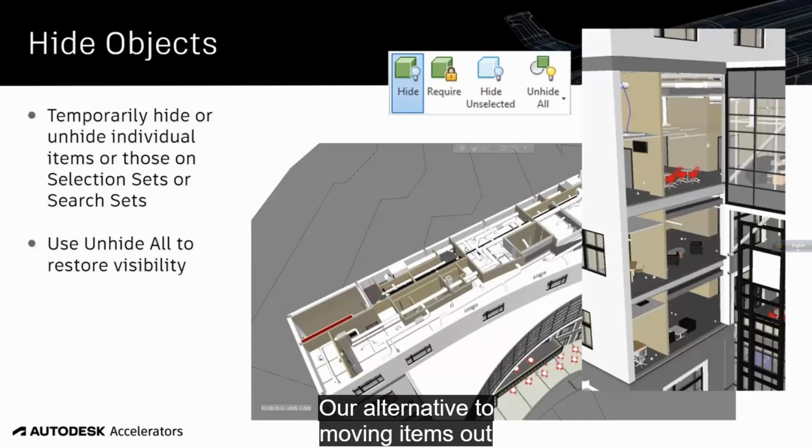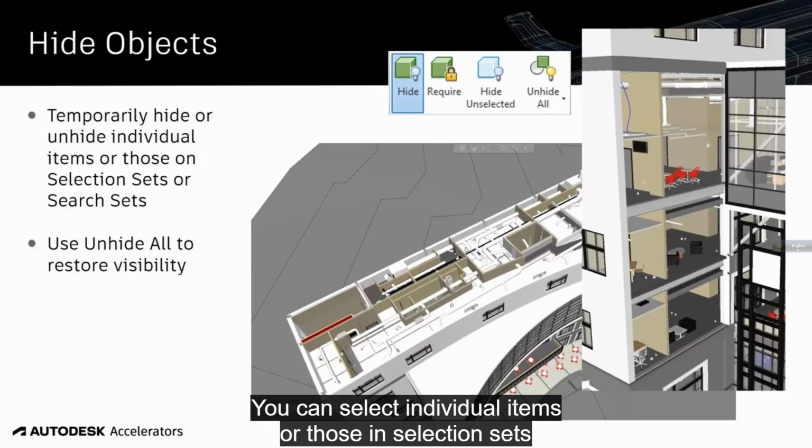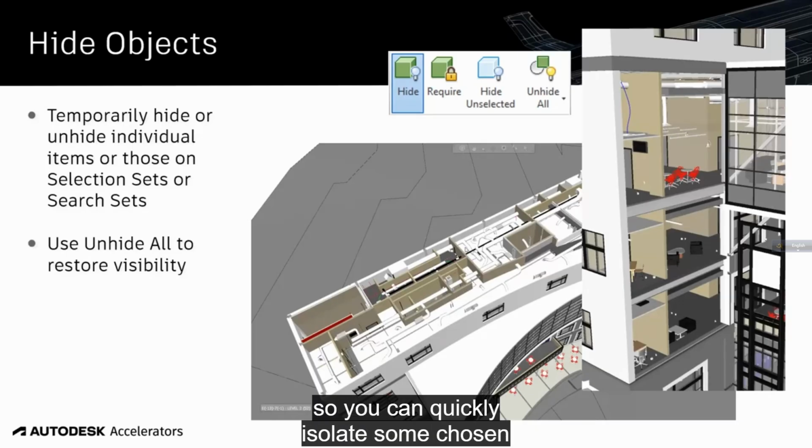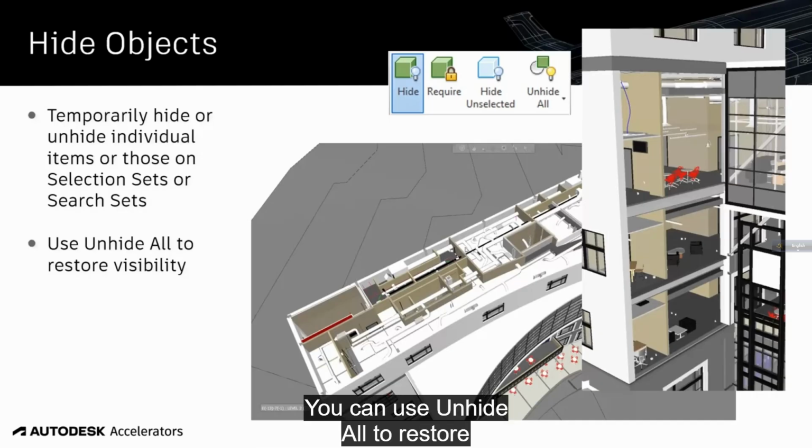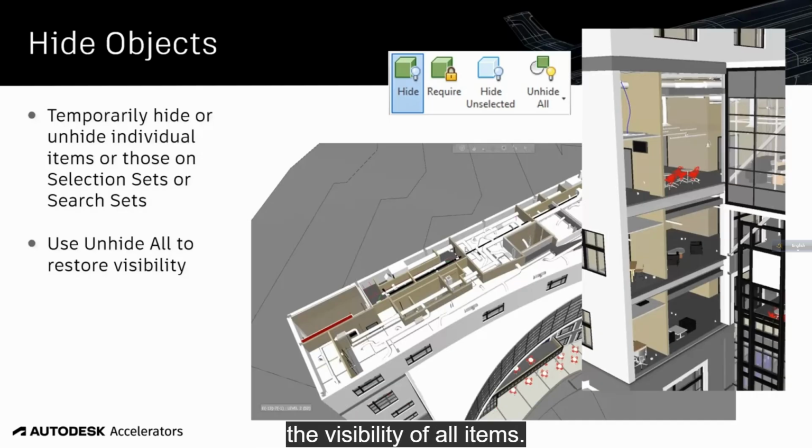Or an alternative to moving items out of the way is to temporarily hide them. You can select individual items or those in selection sets or search sets. A particularly useful tool is the Hide Unselected tool, so you can quickly isolate some chosen items by hiding all the others. You can use Unhide All to restore the visibility of all items.